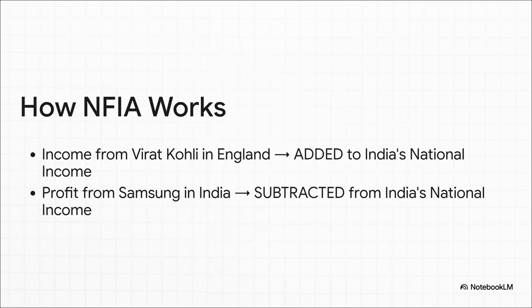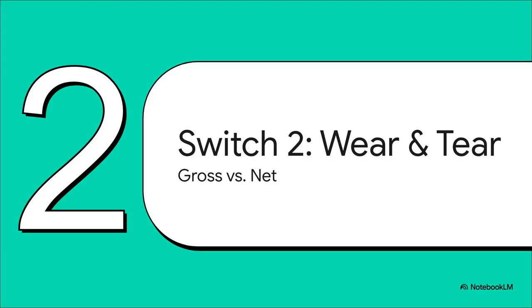Let's make this real. When an Indian cricketer, say Virat Kohli, earns money playing in England, that's income for an Indian citizen, right? So it gets added to India's national income. On the flip side, when a Korean company like Samsung makes a profit from its factory in India, that money is eventually going back to Korea. So it gets subtracted from India's national income. Simple as that.